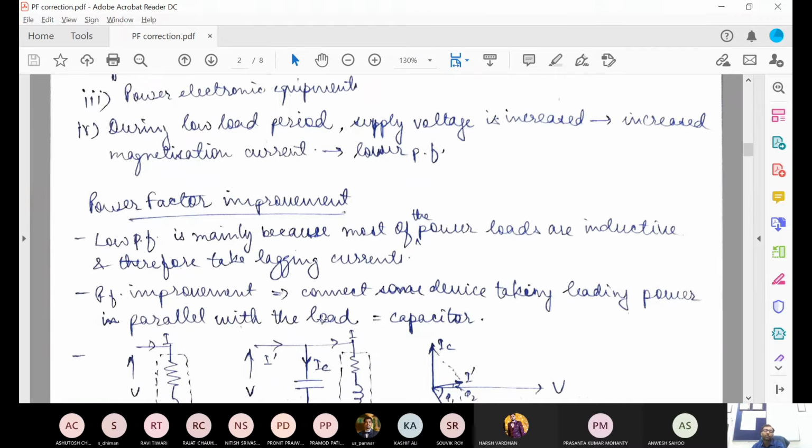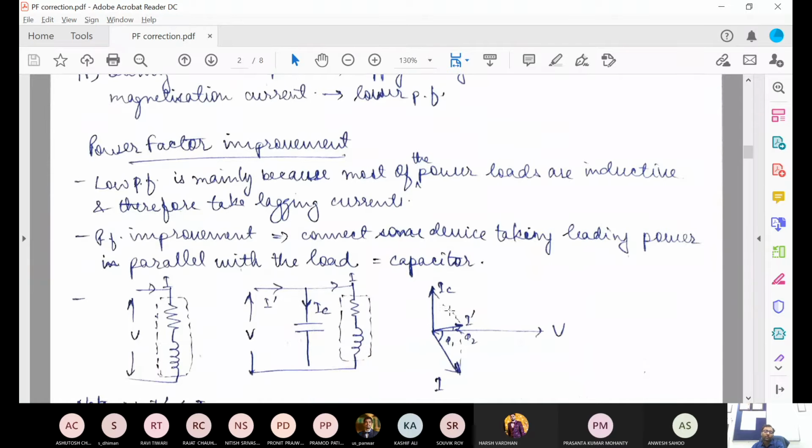And the simplest of these devices is the capacitor. This figure will help you understand it further. If you see, this is an inductive load. You have R, the resistance, and L, the inductance. So there is an RL load, an inductive load, supplied from some voltage, and it is drawing some current I. Let's say the phasor relationship is like this: you have the voltage as the reference phasor, and the current is lagging at this angle phi1.